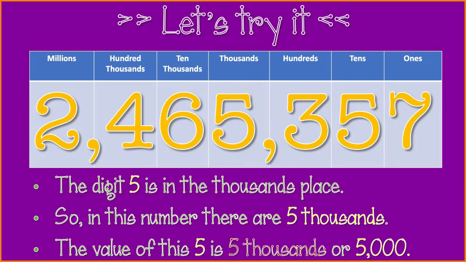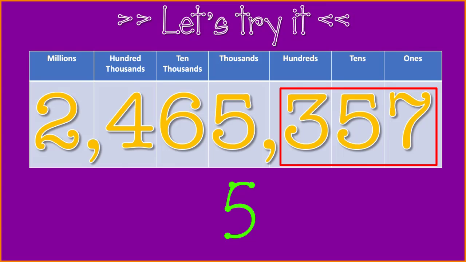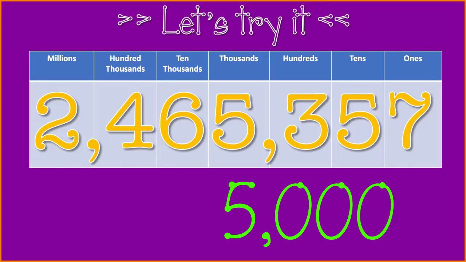Therefore, the value of this digit 5 is 5,000. So to write the value of this digit, you take the digit itself, you write it down, and then you look to the right hand side. Count the number of digits that are to the right hand side. Then you fill in that amount of zeros to the right hand side. So in this case there are 3 digits to the right of the digit 5, so we write 3 zeros. So this gives us the value of 5,000.